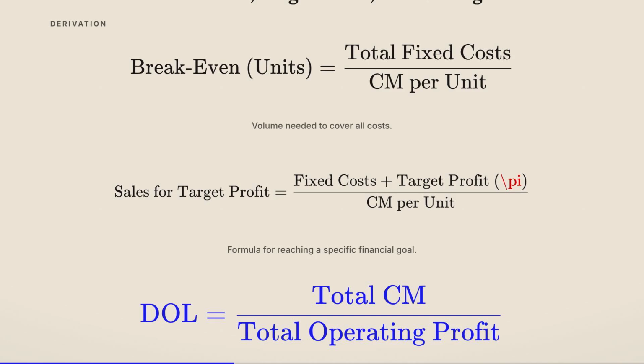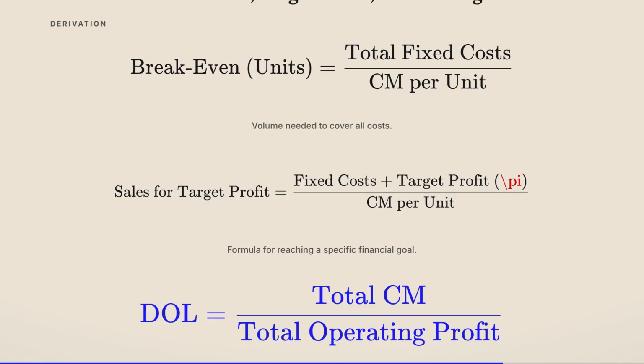Beyond just breaking even, managers look at operating leverage. This measures how sensitive a company's income is to a change in sales. If a company has high fixed costs, like a software firm or an airline, it has high operating leverage. A small percentage increase in sales can lead to a massive percentage increase in profit because the fixed costs are already covered. However, it also means a small drop in sales could lead to a significant loss.